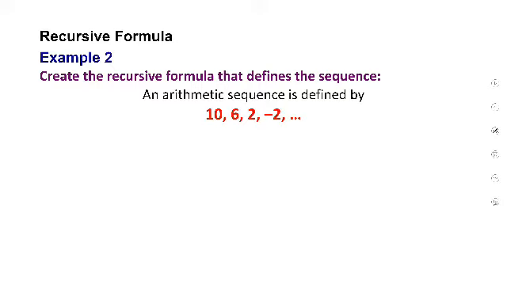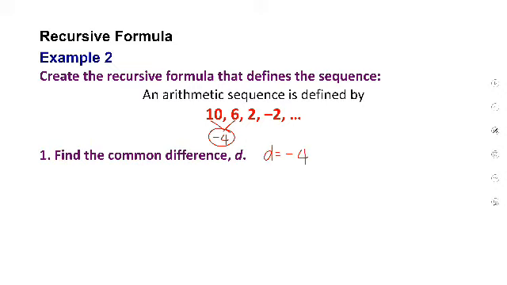Example number 2. An arithmetic sequence is defined by 10, 6, 2, and negative 2. We will create the recursive formula for the given sequence. First, we will look for the common difference. Since it is already mentioned that the given sequence is arithmetic, we'll just subtract two consecutive terms in the sequence. So 6 minus 10, we have negative 4. Therefore, the common difference is negative 4.